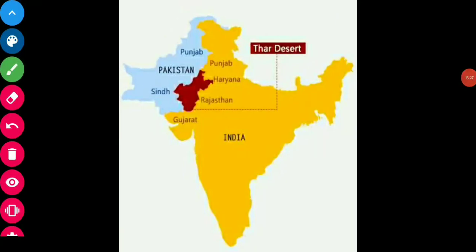The fifth physical division is the Indian Desert. The Indian Desert lies to the west of the Aravalli range. It covers a large part of Rajasthan and is called the Thar Desert or the Great Indian Desert. This region experiences little rainfall. Luni is the only big river here, and it is a seasonal river.